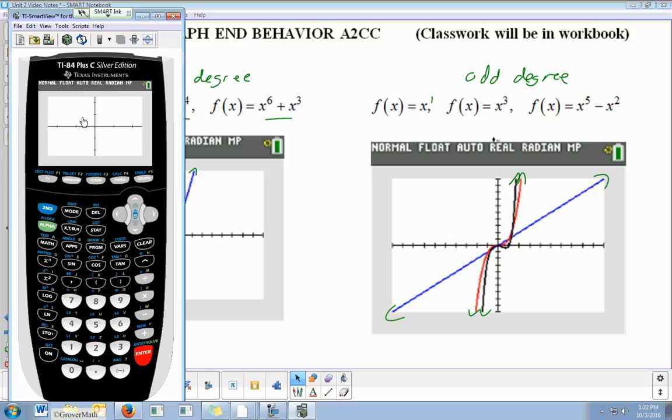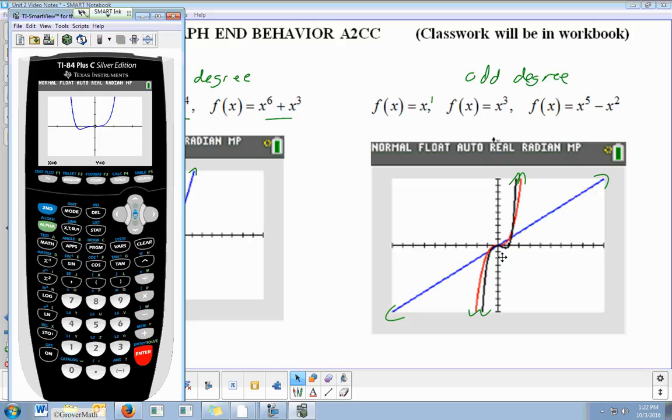But when you zoom in here, you'll see that it's not a perfect mirror image, because this one kind of dips down, but it doesn't dip down over here. It's not a perfect reflection of itself. So this is an even degree, but not an even function. And the same thing happens for odd. This was an odd degree, this was an odd degree, but this was not.